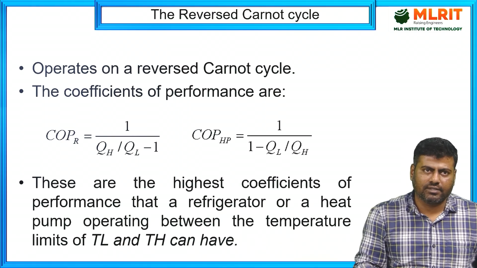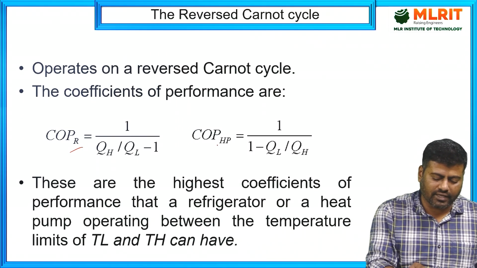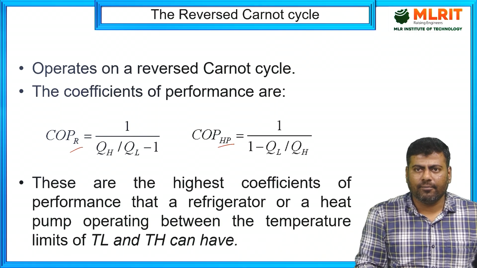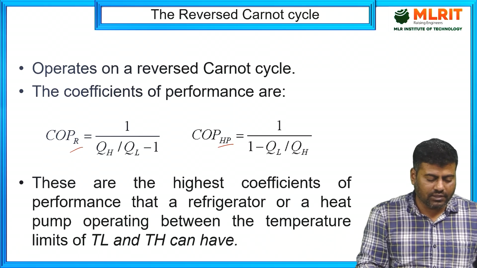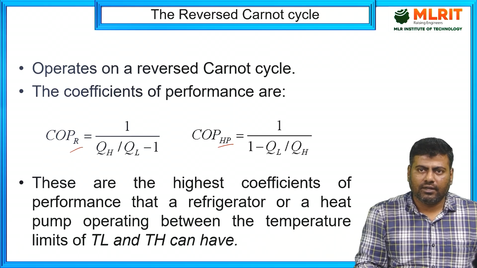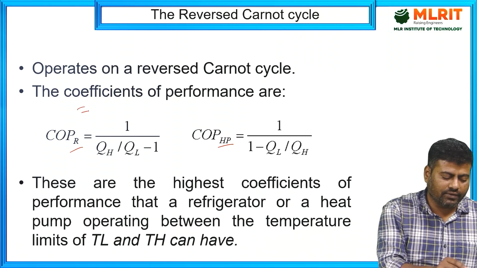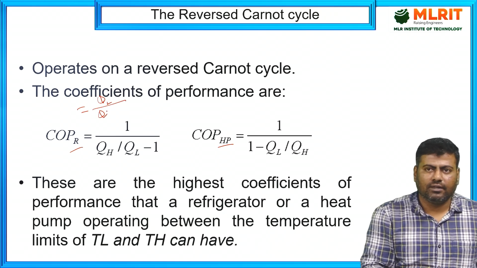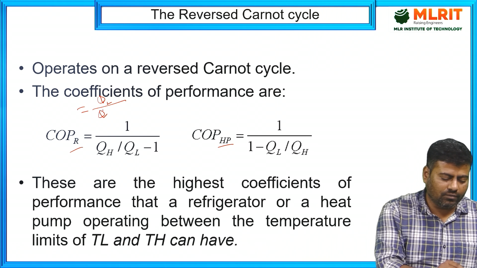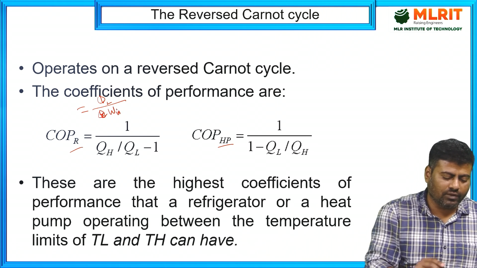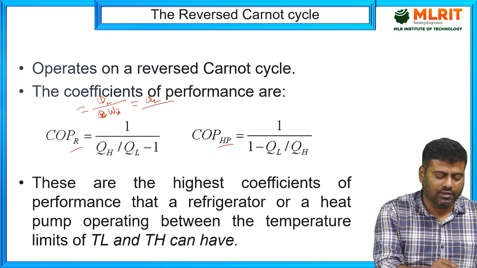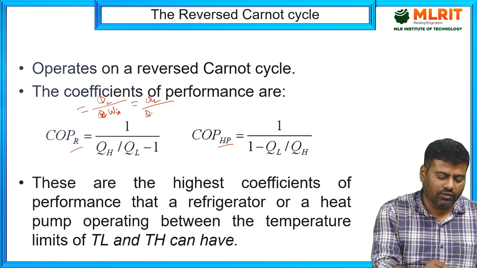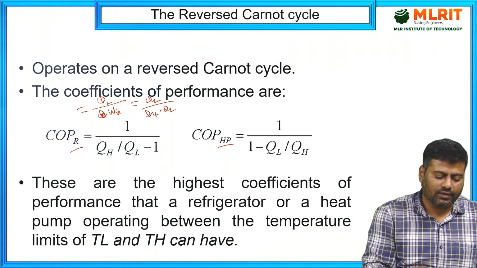So the reversed Carnot cycle with respect to the refrigeration or heat pump, okay? With respect to refrigeration, what is the COP of R? The desired effect is QL, and what is supplied is the work input. So we have QL divided by W in, and W in is always QH minus QL.